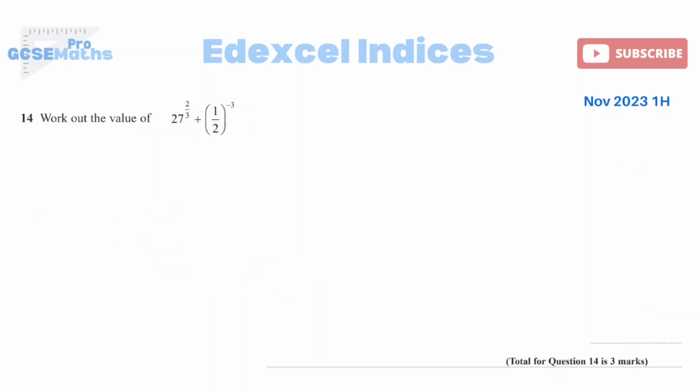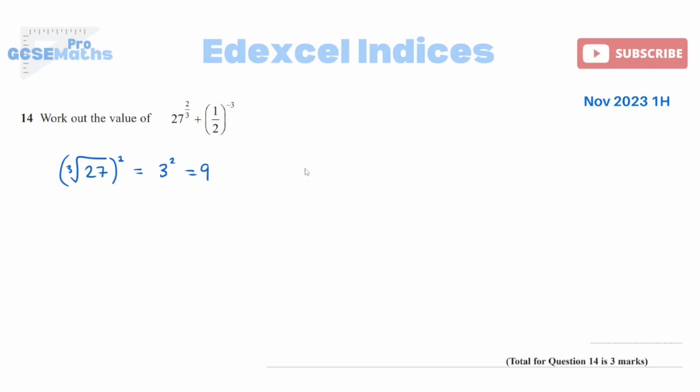Okay, so this is now kind of combining them together. Not only do we need to work out each of these individually, we also then need to add them at the end. So work out the value of 27 to the power of 2/3 plus a half to the power of -3. So I'm going to deal with them separately first. 27 to the power of 2/3, we obviously need to cube root first and then square it second. So cube rooting would give us 3, squared is 9.